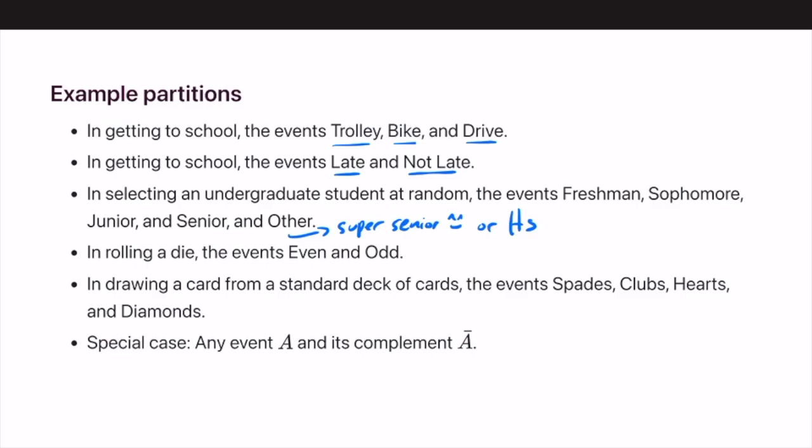Rolling a die. The die is either going to be even or odd. Can't be both. Can't have an odd and an even. It's either even or odd. Drawing a card from a deck. Could be a spade, club, a heart, or a diamond. One of the four. Those are card suits.